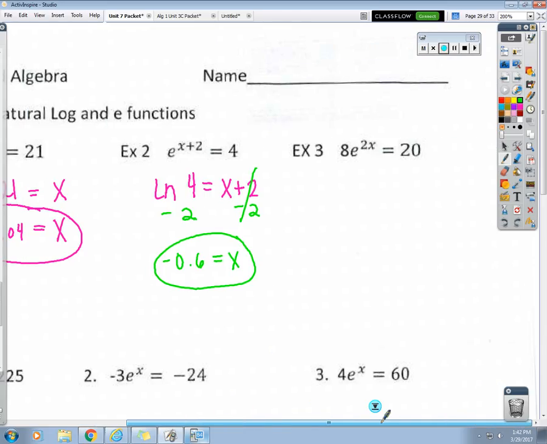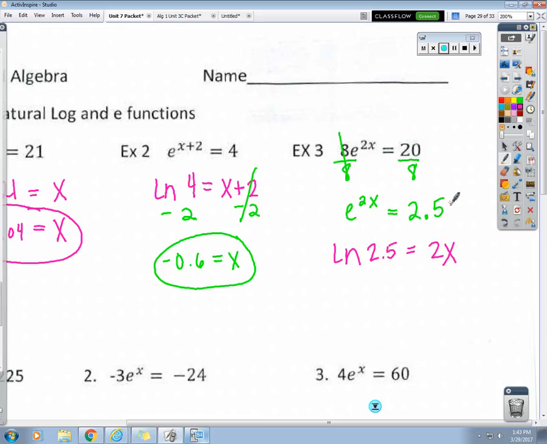Okay, example 3. What do you think I should do first? Correct. First we'll divide by 8. And so now we have e to the 2x equals 2.5. Okay, but remember, we're trying to solve. And anytime you're trying to solve, your goal is to get the variable by itself. How can we get x by itself? Right. When we rearrange it into log form, won't that put the 2.5 on this side and the 2x on that side, getting x closer to being alone? Now we divide by 2.